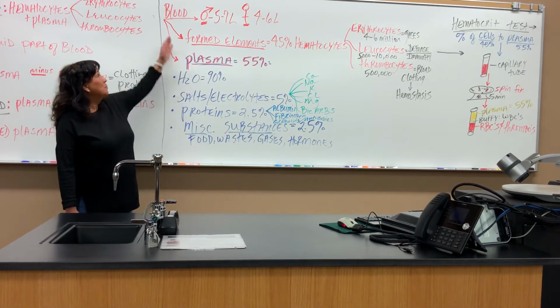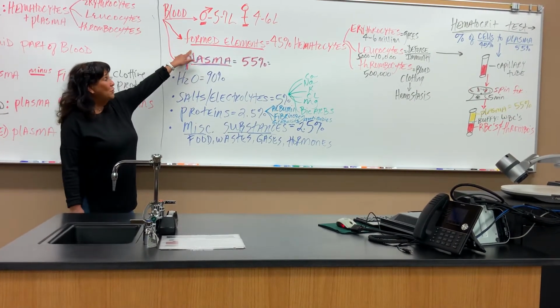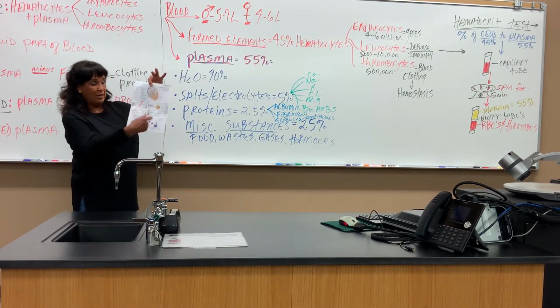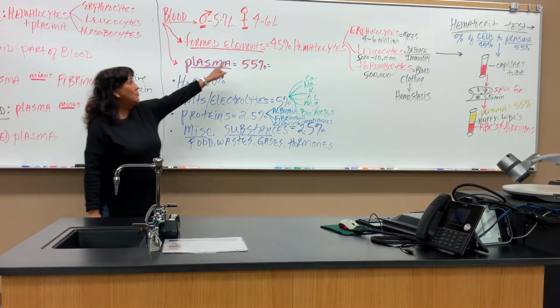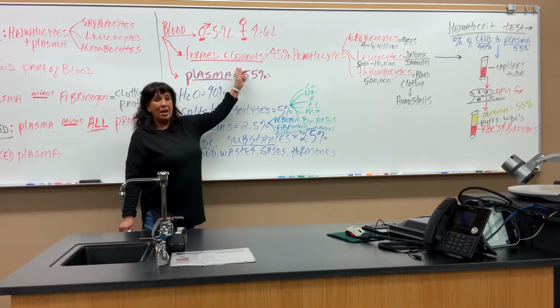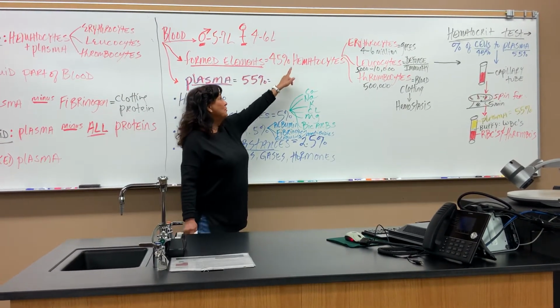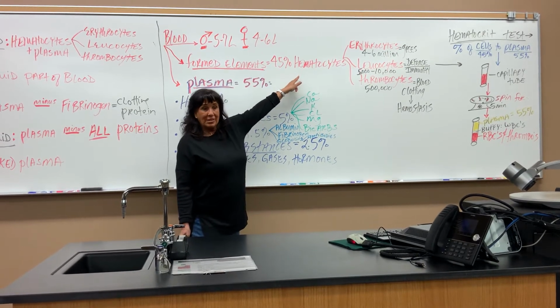Now, what is blood made out of? It's called formed elements. This is on the table right here. Formed elements make up 45%. Formed elements is another term for hematocytes, the blood cells.